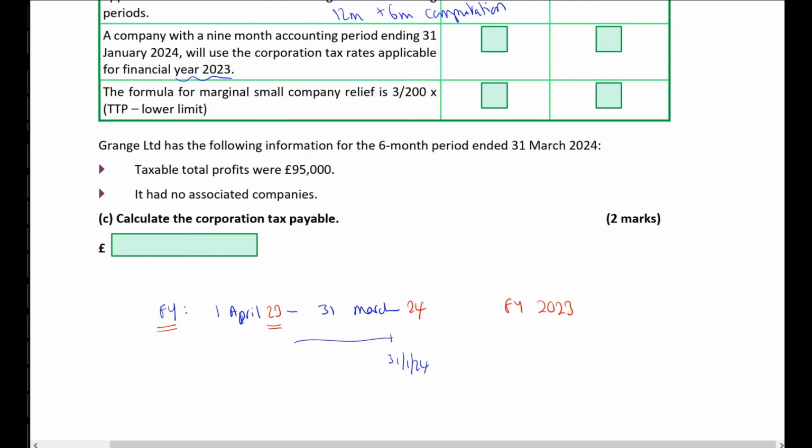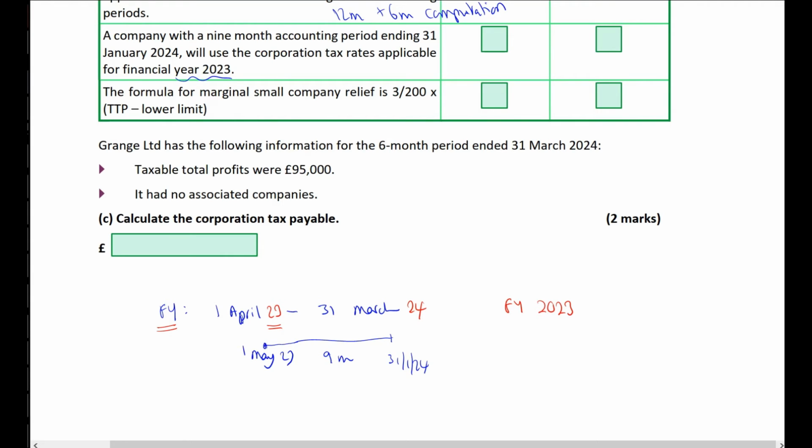How long is this period, it said? 9 months long. So that means that my 9-month period, go back to February, 1st of May of 23. Just check we've got that right. May, June, July, August, September, October, November, December, January. Yep, that's 9 months. So my 9-month period will be from May 23 to January 24.